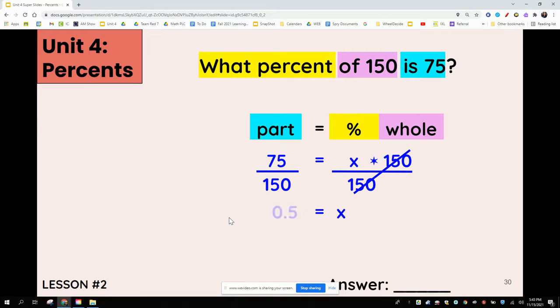All right, you should have gotten 0.5. But 0.5 is not the percent. That is the percent as a decimal. We need to turn it into its percent form by moving the decimal over once, moving the decimal over twice. That is 50%. 50% of 150 is 75.